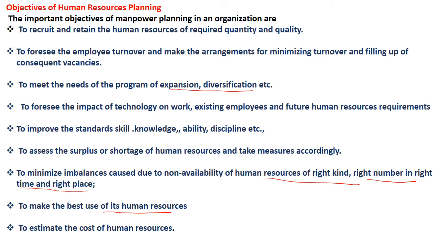Then imbalance. Majority of the organizations are facing this problem. They have human resource with them, but they are not the exact one. For example, if you have lots of teachers working in an educational firm, but for handling postgraduate classes, particular criteria should be fulfilled. That is, particular expertise should be there, right? So you have teachers with us, but these teachers are not enough to handle these classes. So that means it's an imbalance. So the firm has to make sure that they minimize that imbalance.